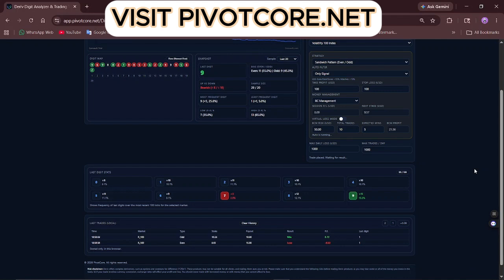Alright, the bot is running and the trades are executing live. Watch how smoothly PivotCore analyzes the market ticks. When you trade manually on Deriv, emotions like fear and greed always get in the way. But here, the automated system follows the even-odd logic perfectly without a single second of delay. We just locked in our first few trades.